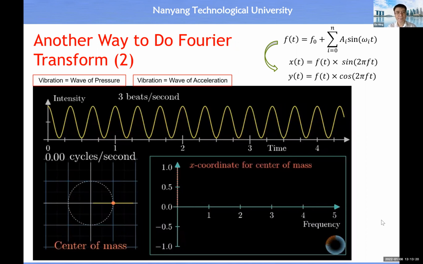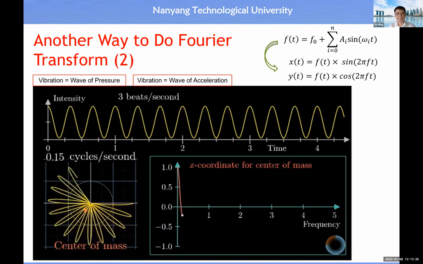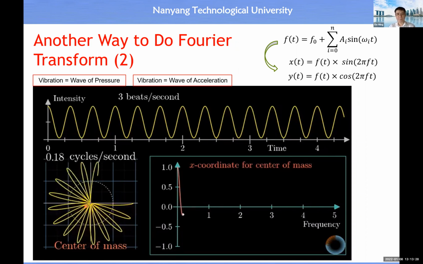And then as you increase that winding frequency, and the graph balances out around the circle, the x-coordinate of that center of mass goes closer to 0, and it just kind of wobbles around a bit.